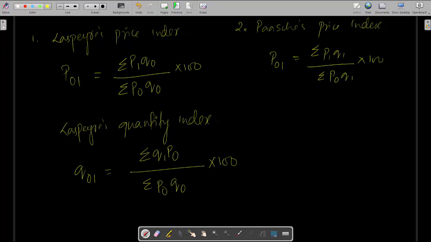Next is the Quantity Index formula. Let's write it and then see the similarity, and then I'll let you know how you can memorize this formula. Paasche's Quantity Index.